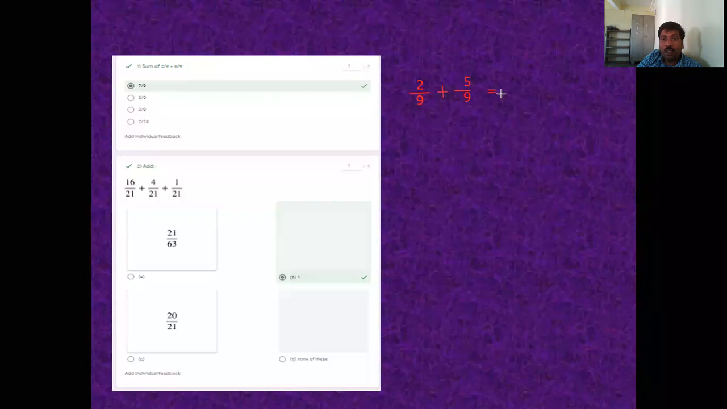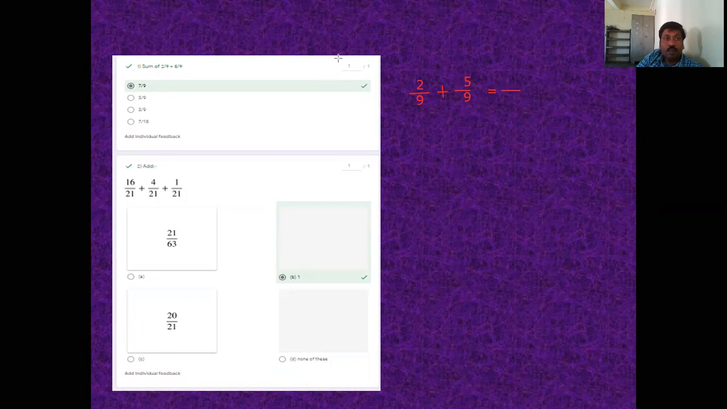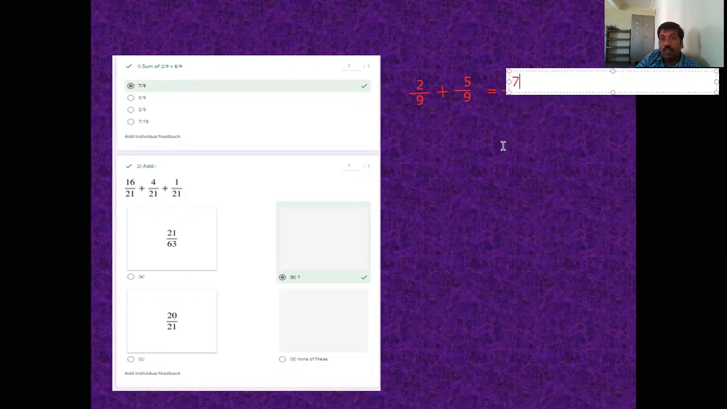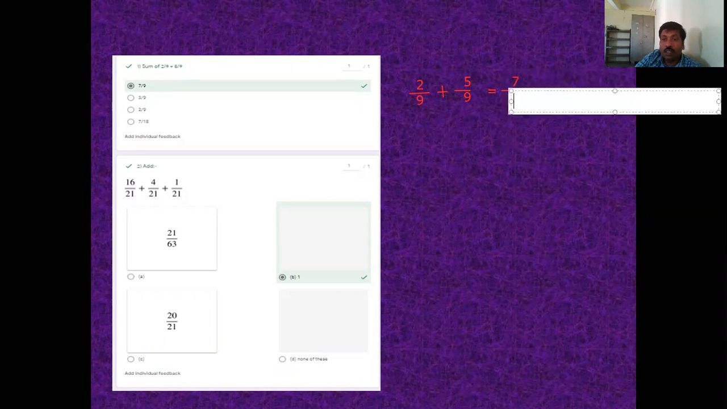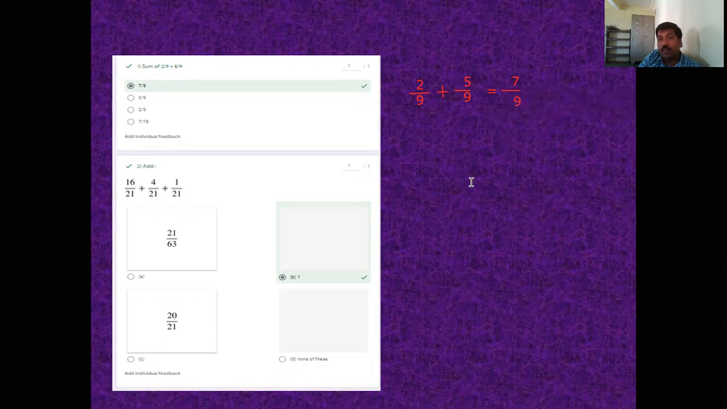Add all the numerators of both these fractions. Now how can we add them? 2 plus 5, we get 7. And now write the 9 as a common denominator which comes in both the fractions. So now our answer will be 7 by 9. This is very easy addition. We have already discussed it in this chapter also. Now here is question number 2.